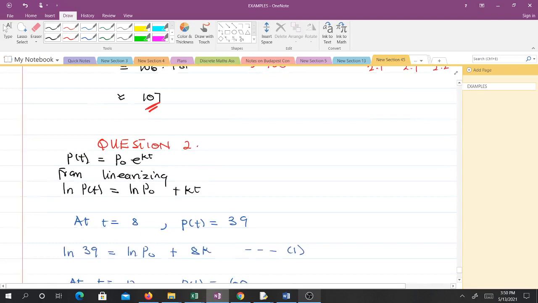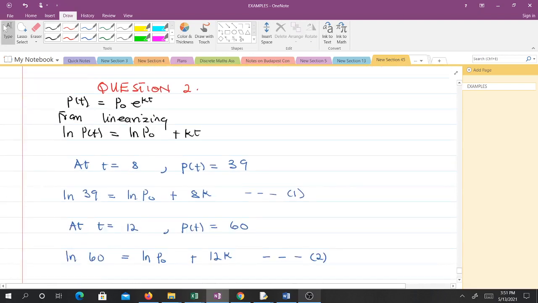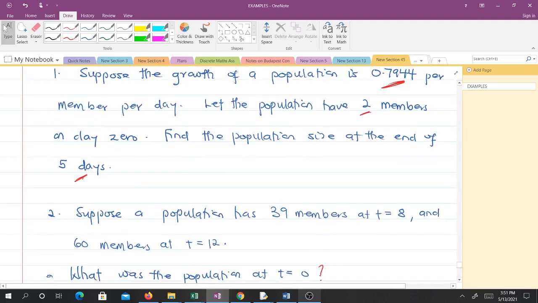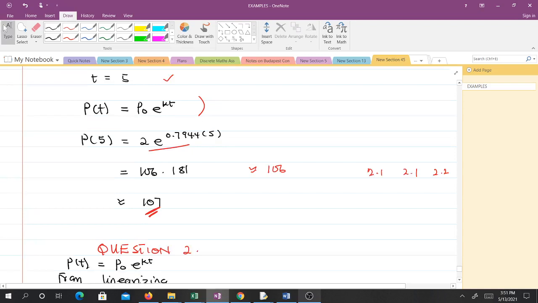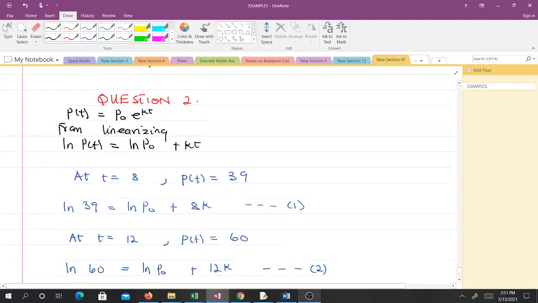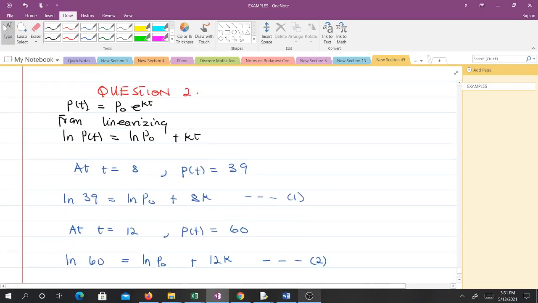Then question 2. Question 2 says that suppose the population has 39 members at time t equals 8 and 60 members at time t equals 12. What was the population at t equals 0? So what was the initial population p naught? From this formula, when we linearize it, we had this, if you could remember. So that's what we are going to use.